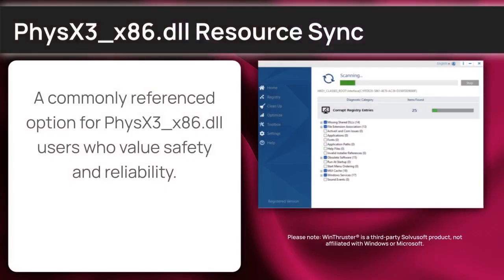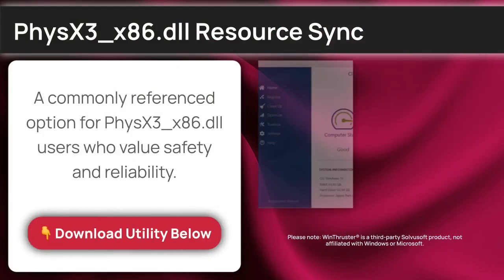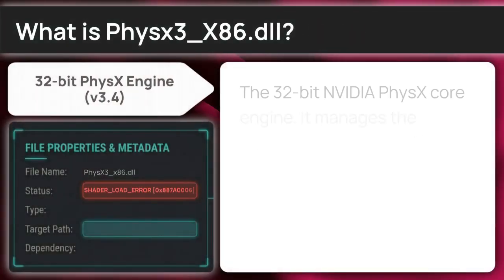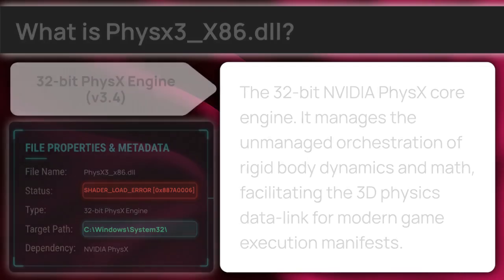As we prepare to resolve PhysX 3, consider using the diagnostic path below to ensure a stable environment for your libraries. This is the PhysX 3 x86, the 32-bit NVIDIA PhysX core engine. It manages the unmanaged orchestration of rigid body dynamics and math, facilitating the 3D physics data link for modern game execution manifests. Now that the technicals are covered, let's run the official installer.